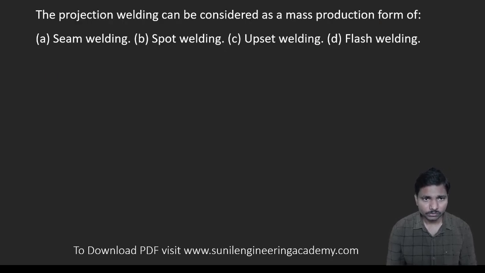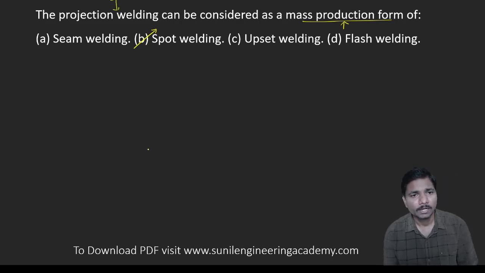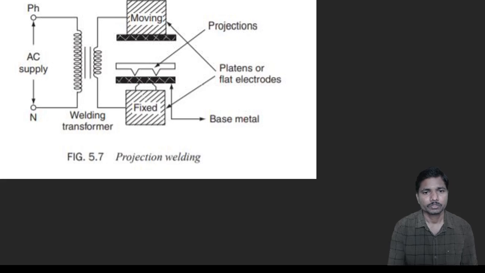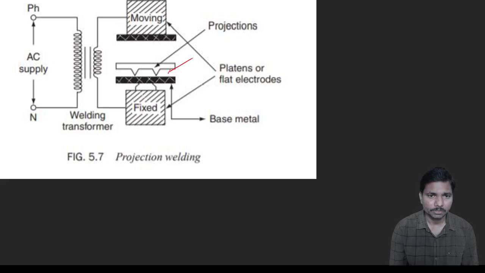Projection welding can be considered as mass production of dash. It is nothing but spot welding, but wherever we require mass production, we can go with projection type welding. Also, with projection welding we can weld dissimilar items. Even if the shapes are not similar, you can weld. So if we have different shapes, we can also weld them. Here also the welding transformer is a step down transformer.